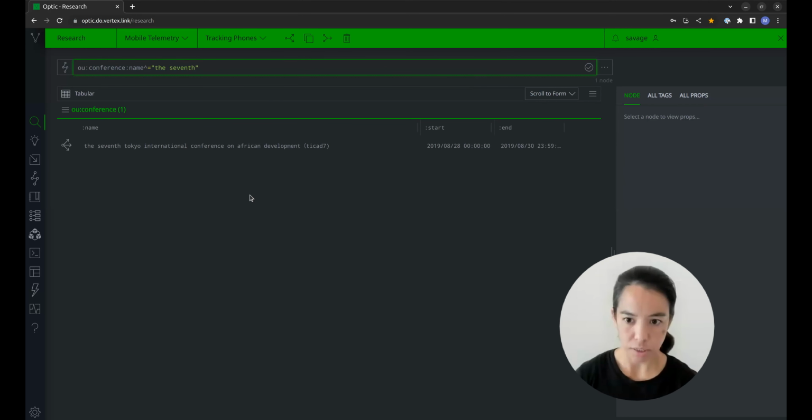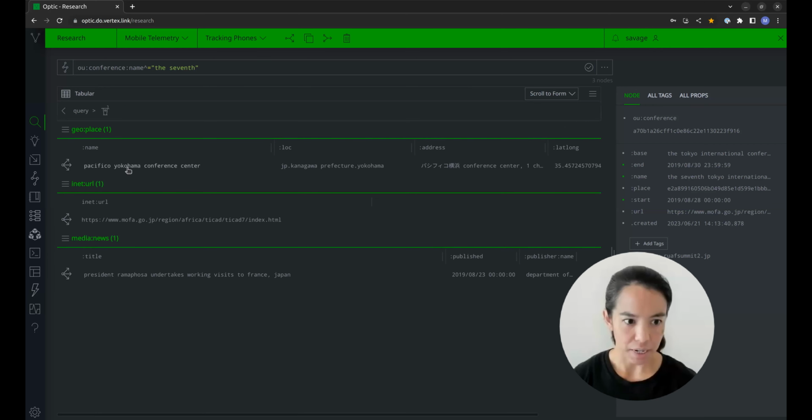One of the things worth noting is that this conference was hosted at a conference center that, take a look at this in geospatial. If we spell it correctly, we can take a look at it in geospatial. We'll switch over into geospatial. So the conference center where this conference was hosted is actually within the same building as that first hotel, where the phone initially stayed.